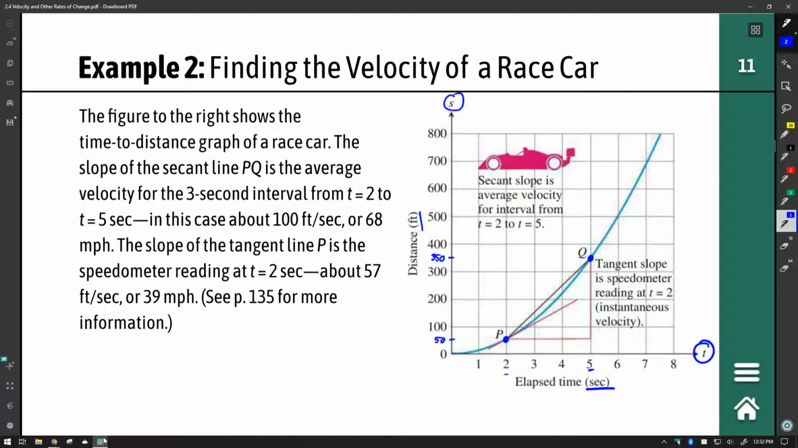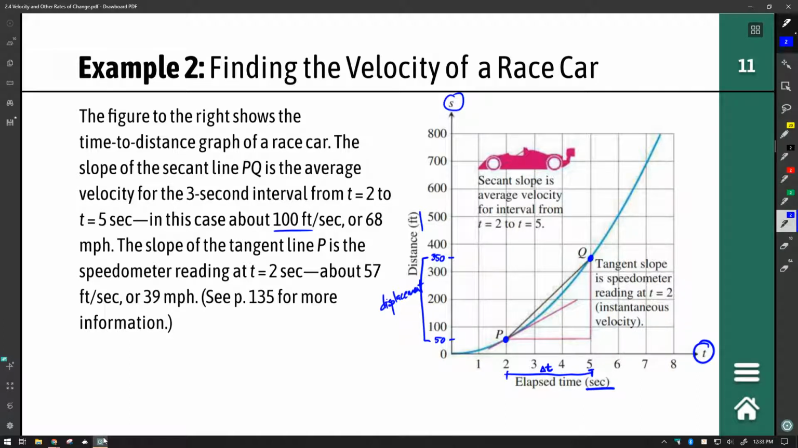We can take the average velocity from P to Q, and we see that written here to the left. The average velocity for the 3-second interval from time t equals 2 to t equals 5 seconds turns out to be about 100 feet per second. We can see that here: the difference in the positions, or the displacement, is about 300. And then the elapsed time, 2 to 5, that's delta t, is 3 seconds. So about 300 divided by 3, about 100 feet per second. That's the slope of the secant line.